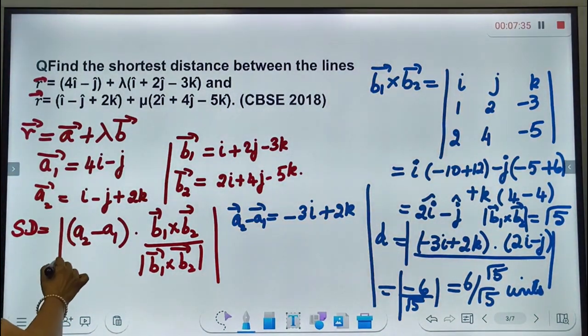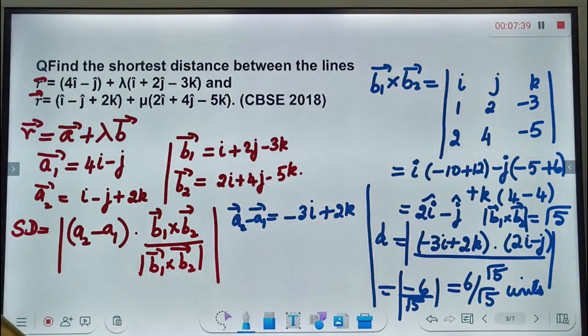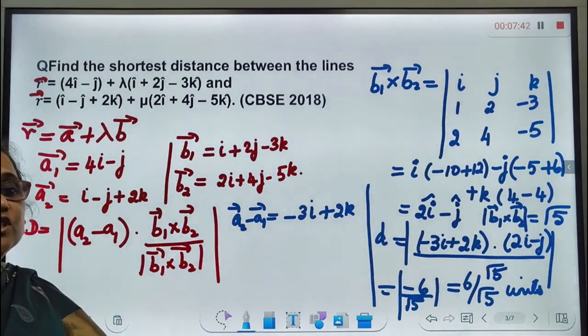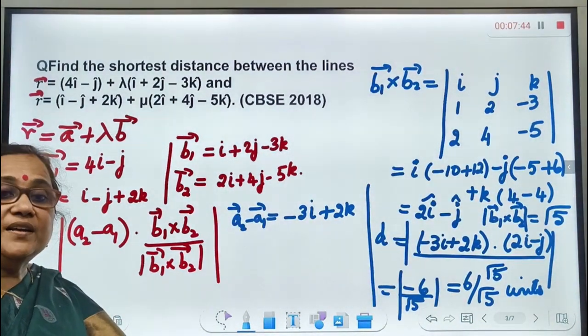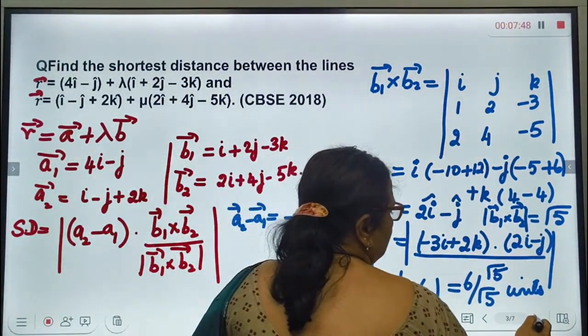What is the formula we use? a2 minus a1 dot b1 cross b2 by modulus of b1 cross b2. What is the vector equation of any straight line? r vector equal to a vector plus lambda times b vector.